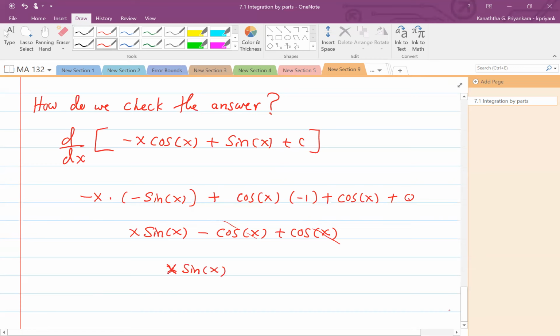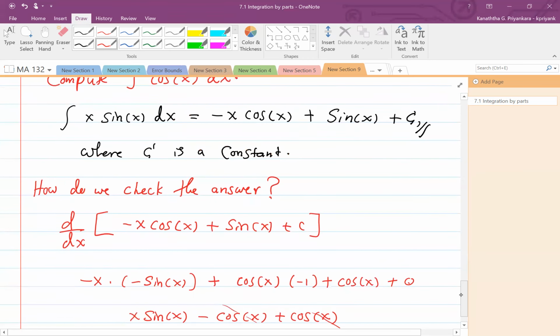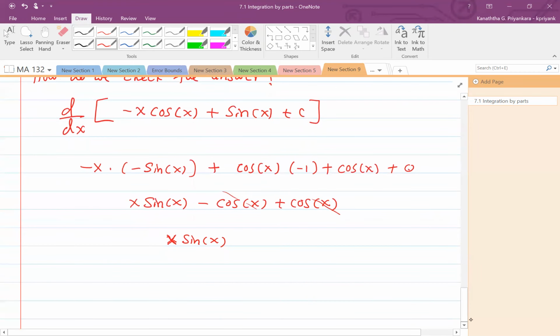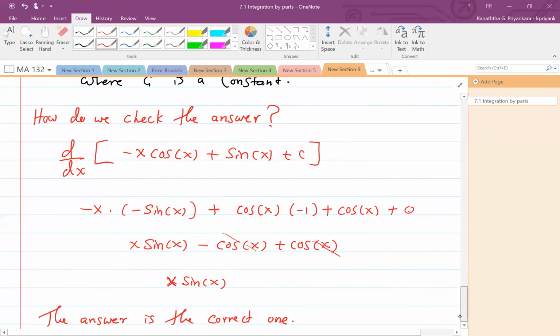You can see the derivative of this whole thing gives x sine x, which is in the original problem. That means the answer is the correct one. So that's how we will check the answer.